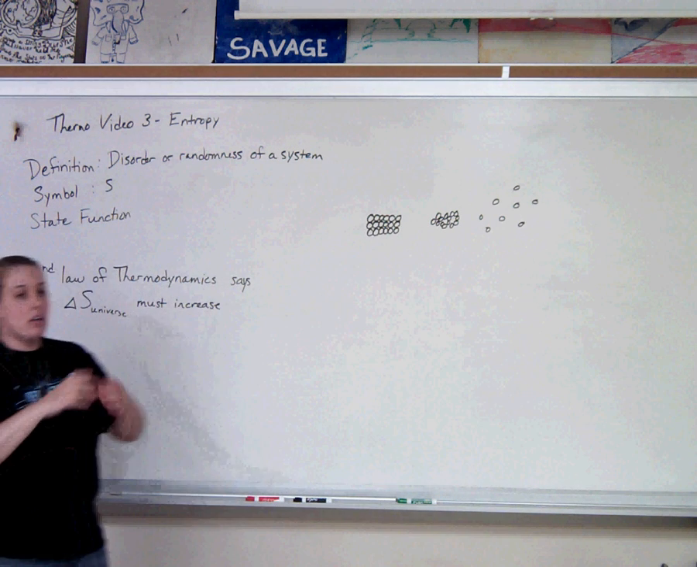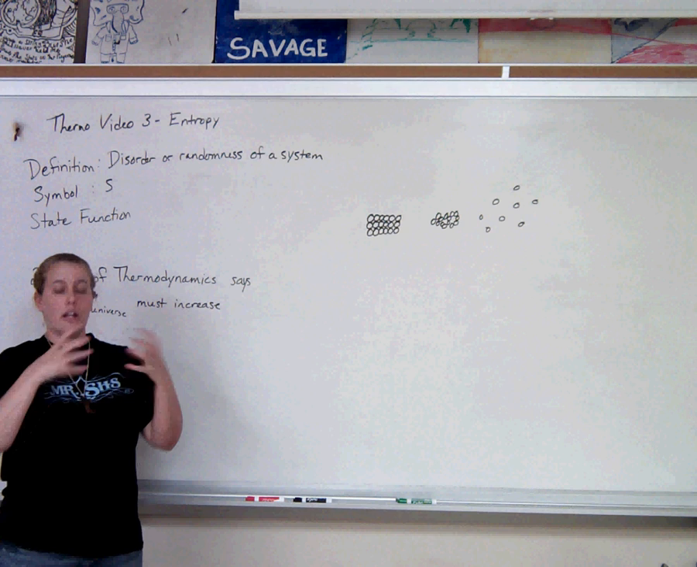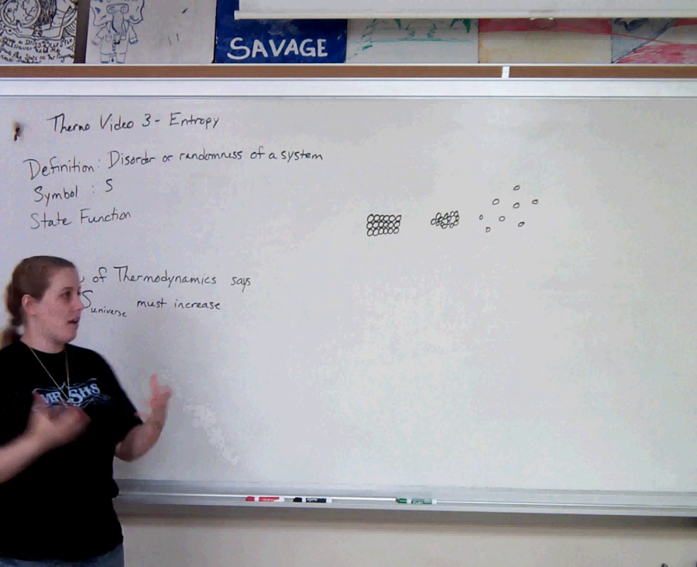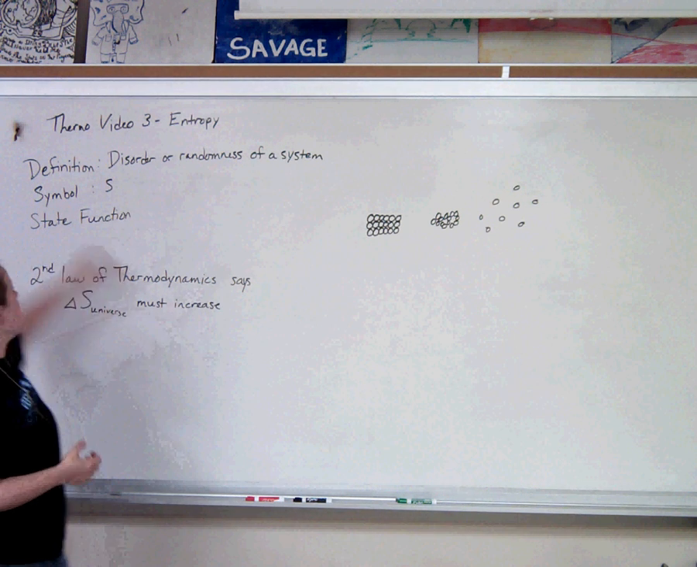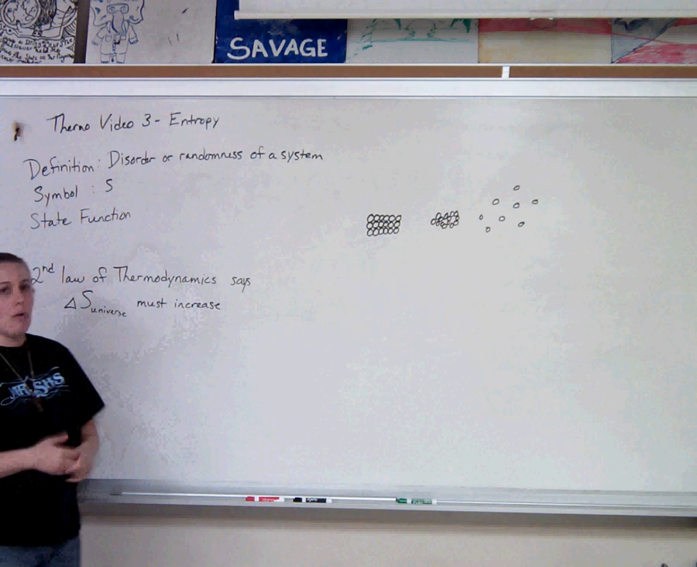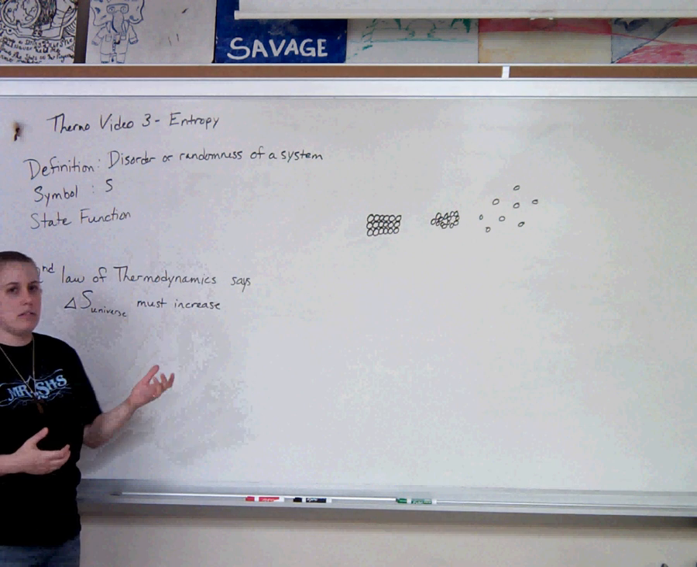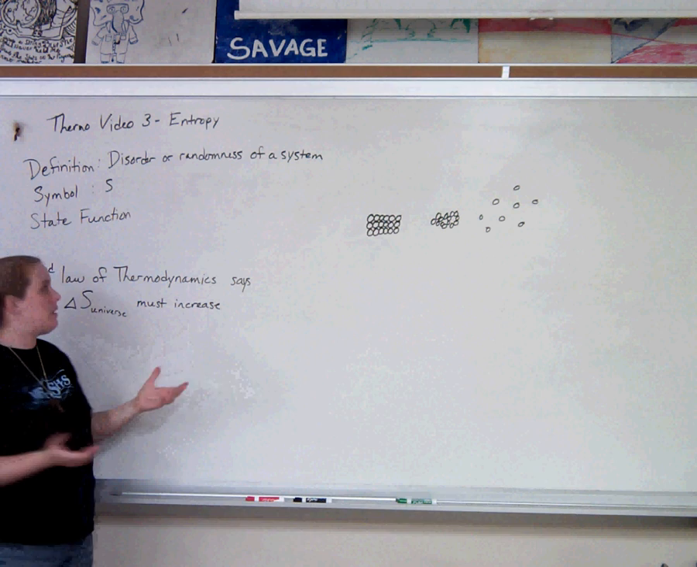So all atoms are moving, electrons are moving, therefore there is chaos. Chaos is entropy. Its symbol is S. Why? I don't know. There are no S's in the word entropy. I guess we ran out of E's.